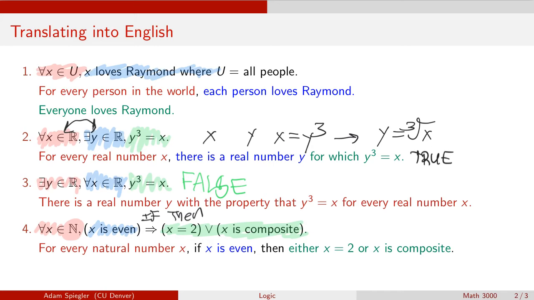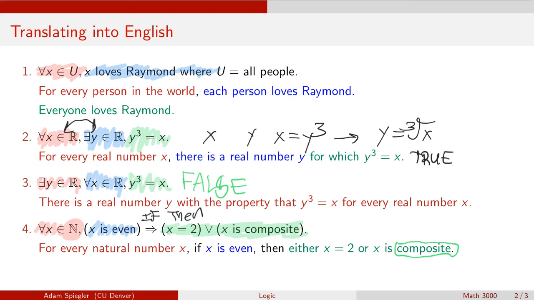So altogether, we've got for every natural number x, if x is even, then either x is equal to 2 or x is composite. And I should just say over here that when we say composite, what we mean is that it can be written as a product of two numbers that are less. And again, natural numbers, these are 1, 2, 3, 4, 5, 6, integers greater than or equal to 1.